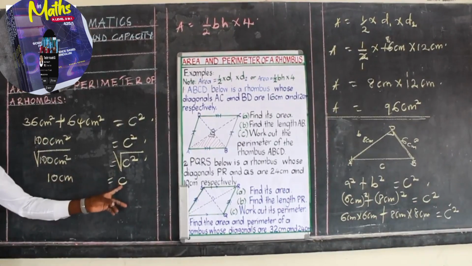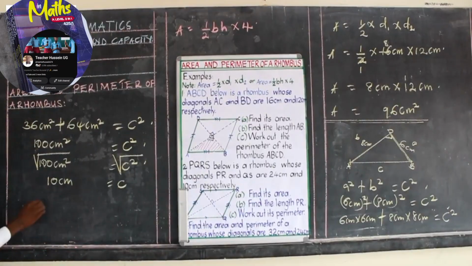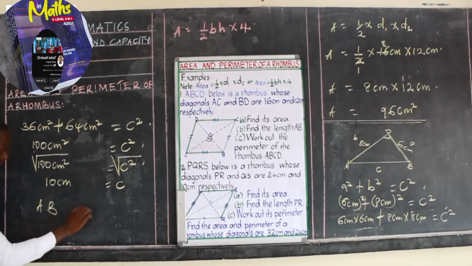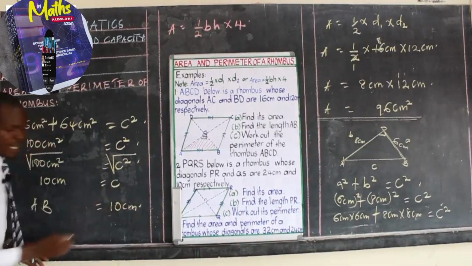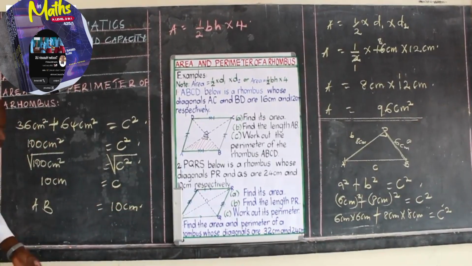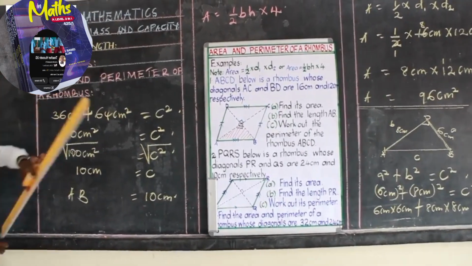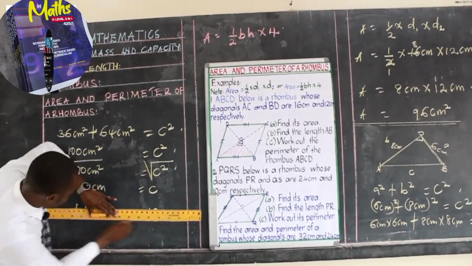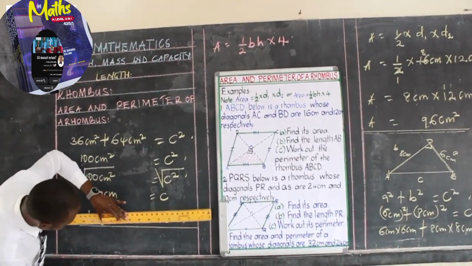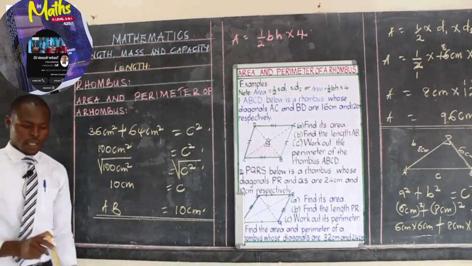Class, we don't need the C. What do we need? We need the length AB. So therefore, our length AB is equal to 10 centimeters. As I said, I want to emphasize, after you have gotten your answer, please get a ruler and double underline. The reason is very clear. The examiner will not hassle looking for your answers.